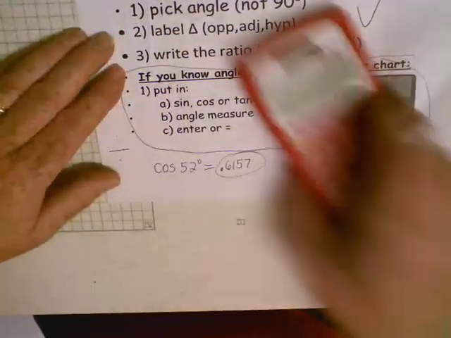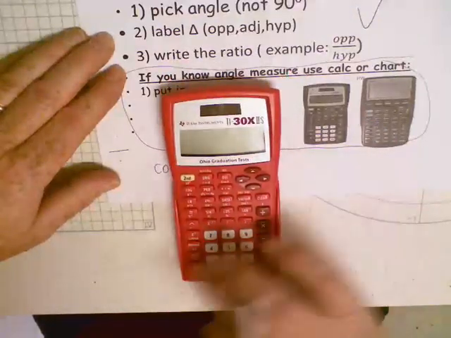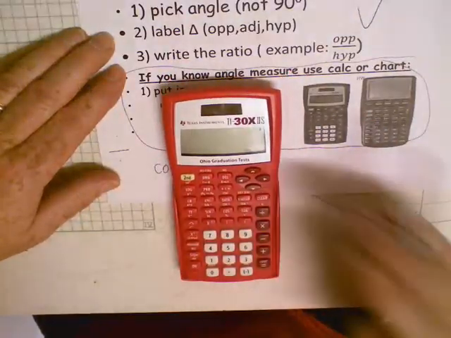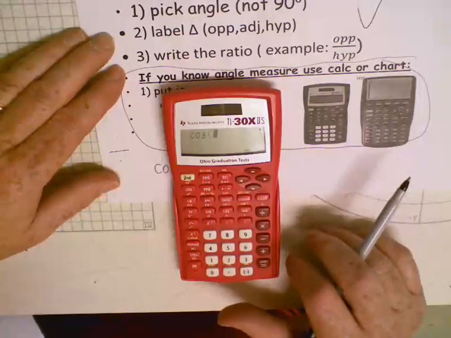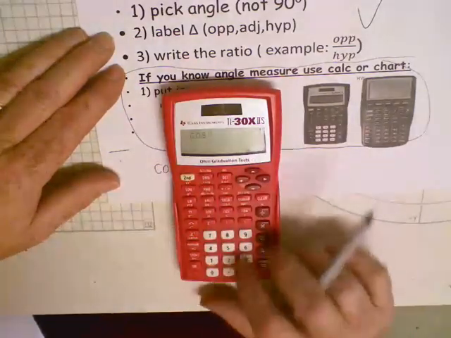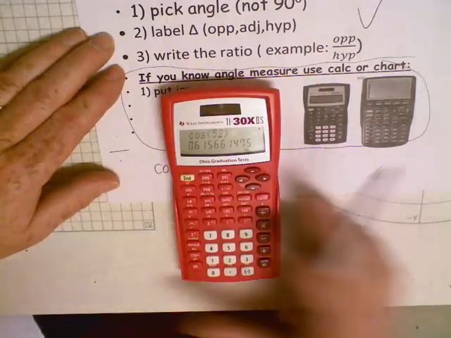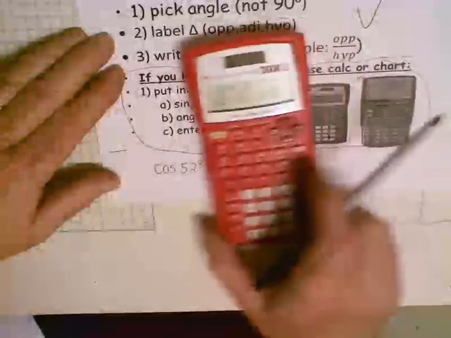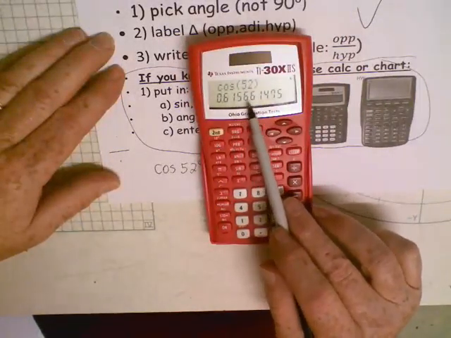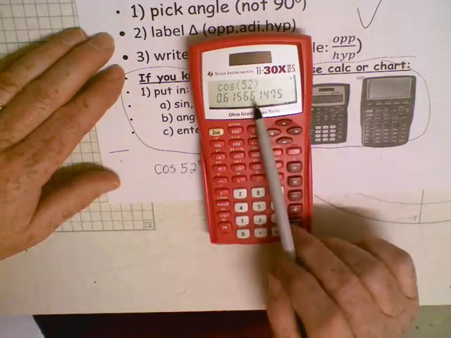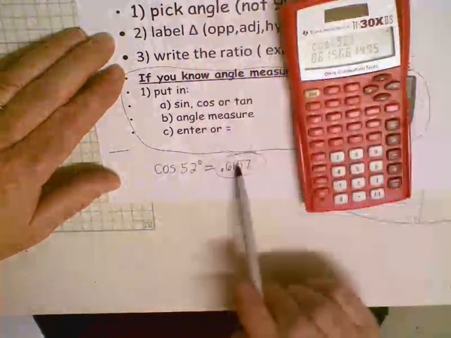If we have this calculator, turn it on, hit clear. You're going to do the same thing. You hit the cosine button, and it looks exactly the same. 52, hit enter, and it tells you 0.61566. Same thing the other one told us. We round that 6 up to a 7, and we get the exact same answer.